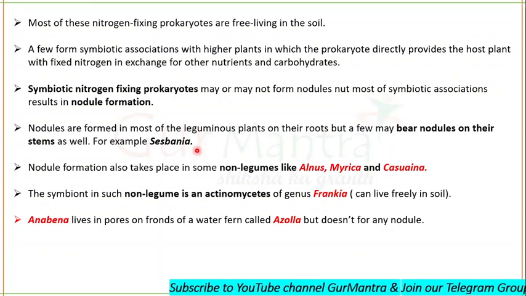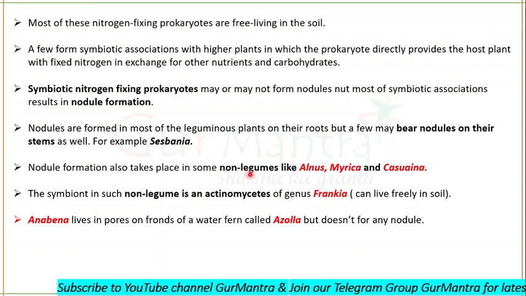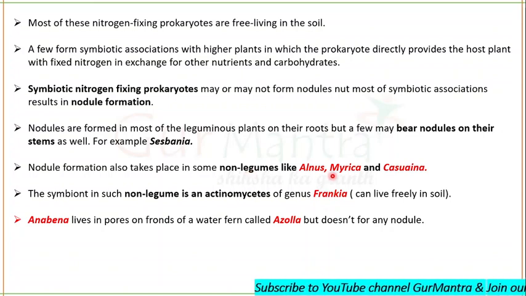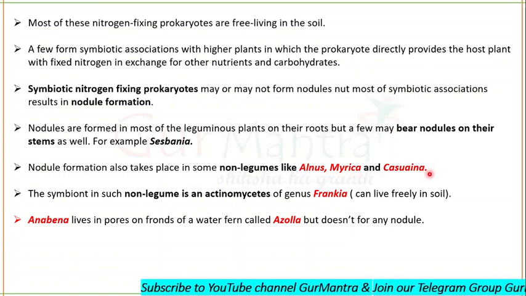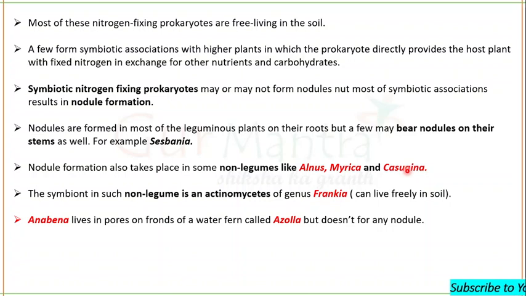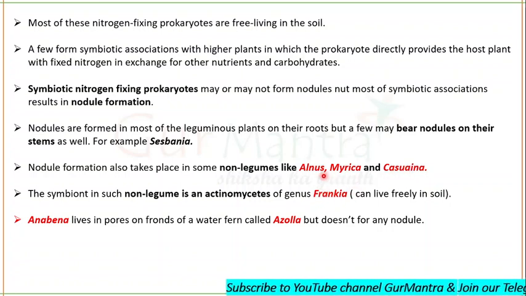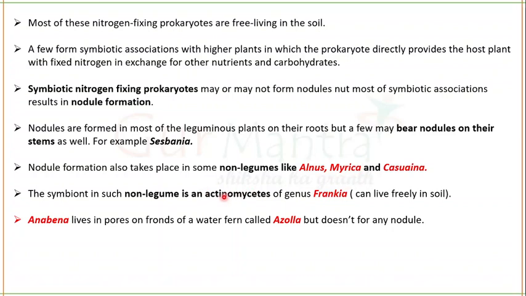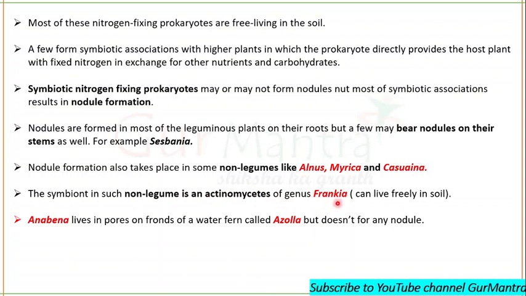Nodule formation may also take place in the non-legumes. So not only in legumes, but nodule formation also takes place in non-legumes, for example Alnus, Myrica, Casuarina. In the previous slide, you got to know that Frankia is a symbiont for Casuarina, and it is also a symbiont for Alnus and Myrica as well. So these are non-legumes, and here the nitrogen fixing genus is Frankia, which is an actinomycete.